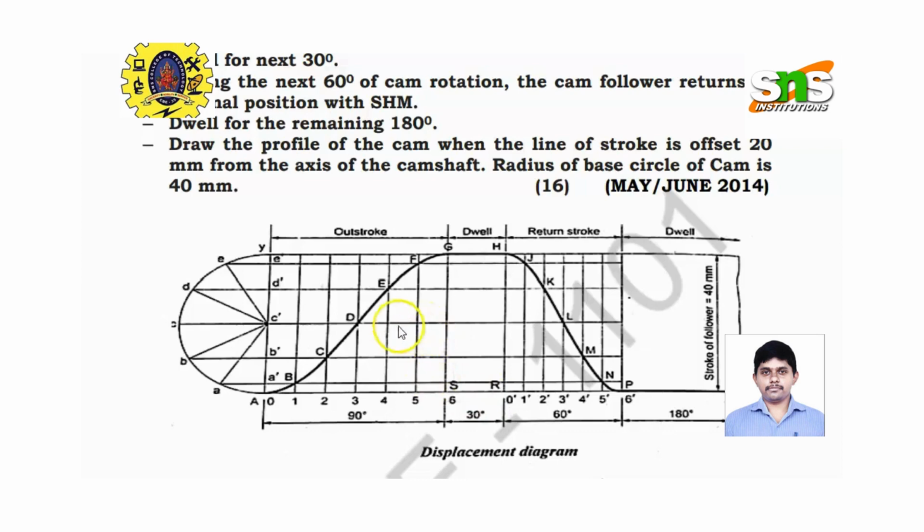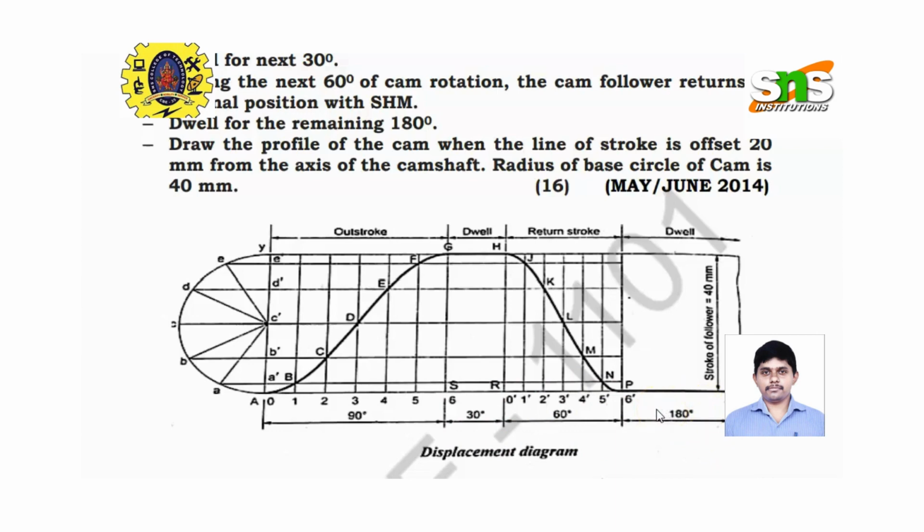So you need to take a compass, mark one midpoint in this diagram, and by using the compass take this as the radius and make one semicircle. After that, on the x-axis we need to divide the angles 90 degrees, 30, 60 and 180. If you add these values, it becomes 360 degrees. The first 90 degrees is the rise, following that 30 degrees is a dwell, following that 60 degrees is the return, and following that 180 is a dwell.